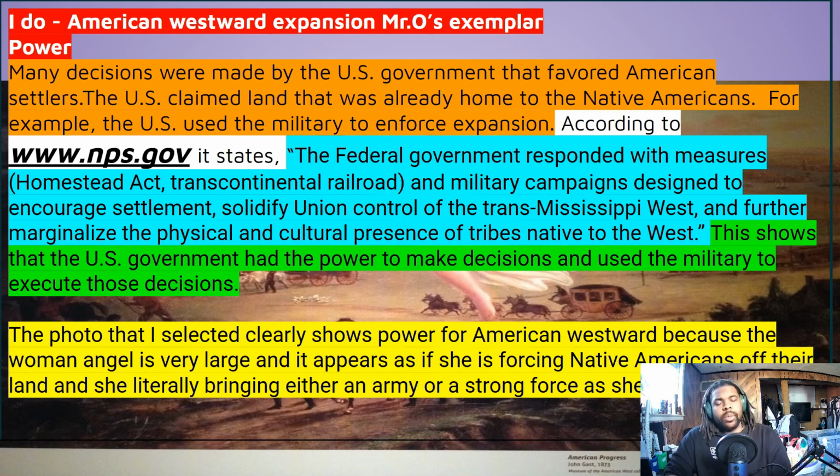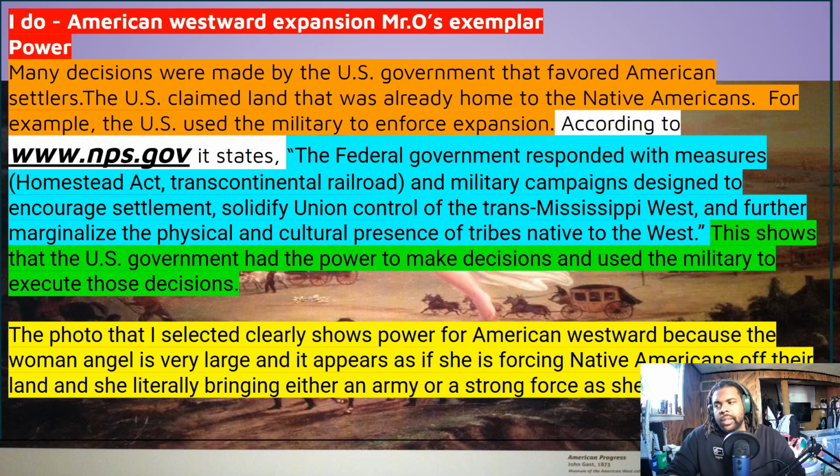According to www.nps.gov, it states the following. The federal government responded with measures, Homestead Act, Transcontinental Railroad, and military campaigns designed to encourage settlement, solidify Union control of the Trans-Mississippi West, and further marginalize the physical and cultural presence of tribes native to the West. This shows that the U.S. government had the power to make decisions and use the military to execute these decisions.